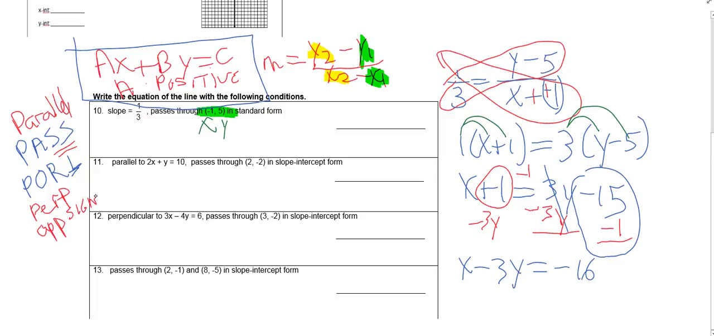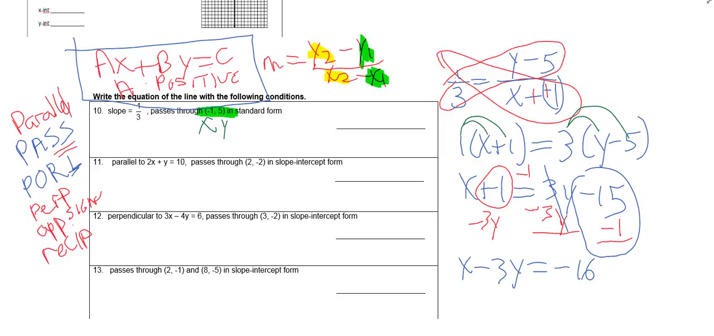So if you have a positive, the perpendicular is going to be negative, or if it's negative, it's going to be positive. And then the R, of course, stands for reciprocal. So whatever your slope is on the original one, you're going to flip that fraction over. So number 11 is certainly a passport problem.